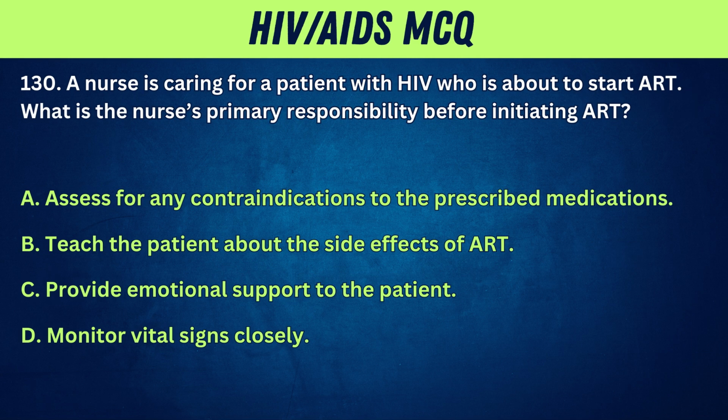130. A nurse is caring for a patient with HIV who is about to start ART. What is the nurse's primary responsibility before initiating ART? A. Assess for any contraindications to the prescribed medications. B. Teach the patient about the side effects of ART. C. Provide emotional support to the patient. D. Monitor vital signs closely.